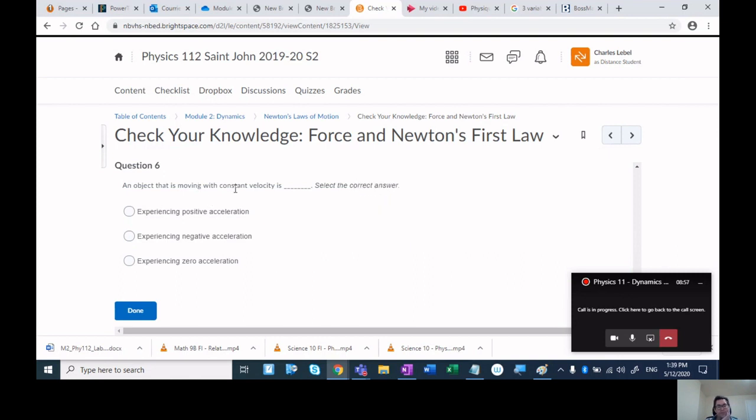An object that is moving with constant velocity is. So imagine an object moving at constant velocity. It's not experiencing any force because the force would change it. 0 acceleration. We know that.